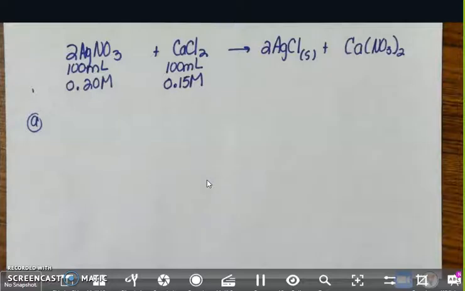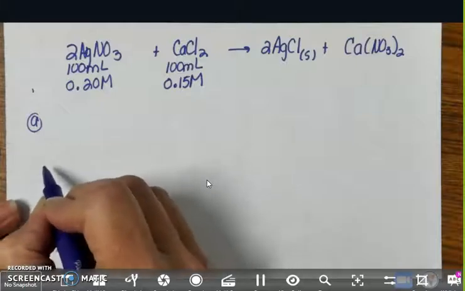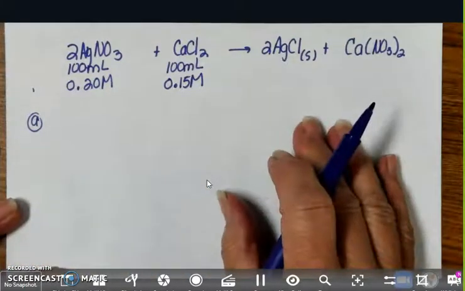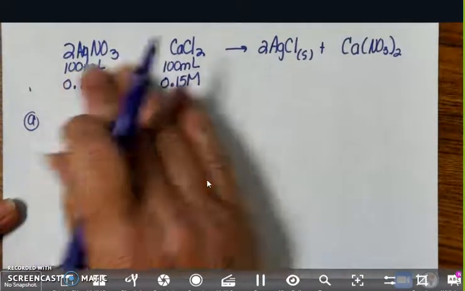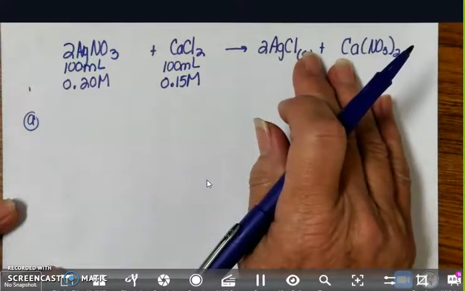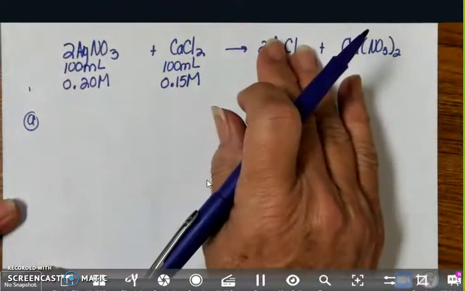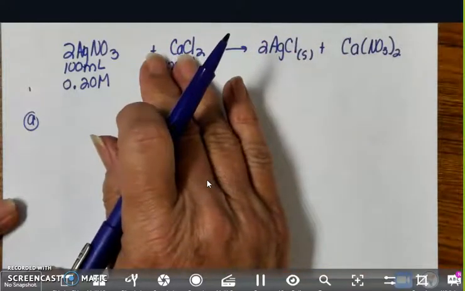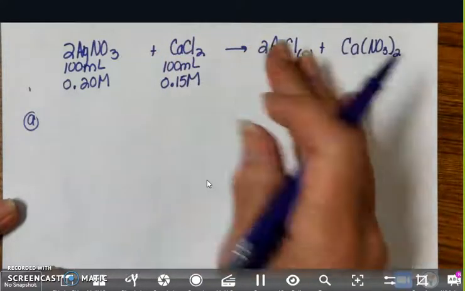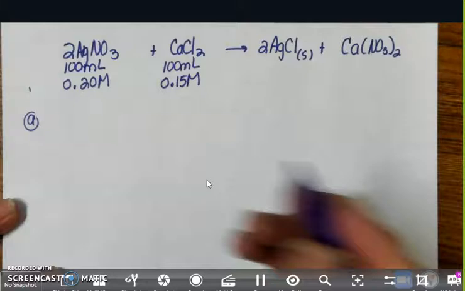A, calculate the mass of precipitate formed. B, what's your yield? C, calculate the concentration of all your remaining ions. And that's exactly what we're going to do. But this time, instead of going through my ions, I'm just going to do it directly from this equation. I'm going to find out how much of this I have and go to moles of product, and then how much of this I have and go to moles of product, and see which one is limiting.